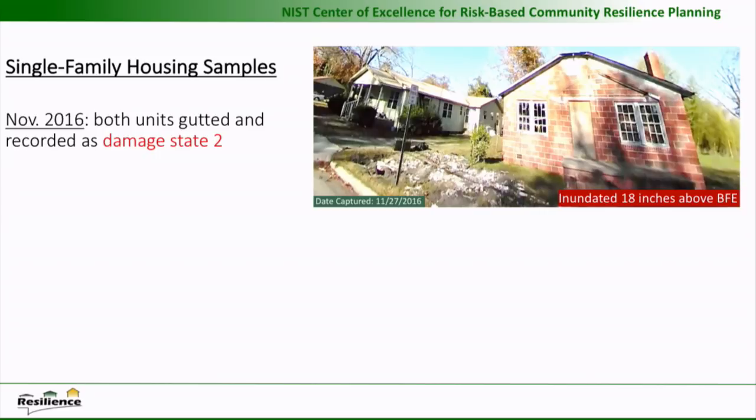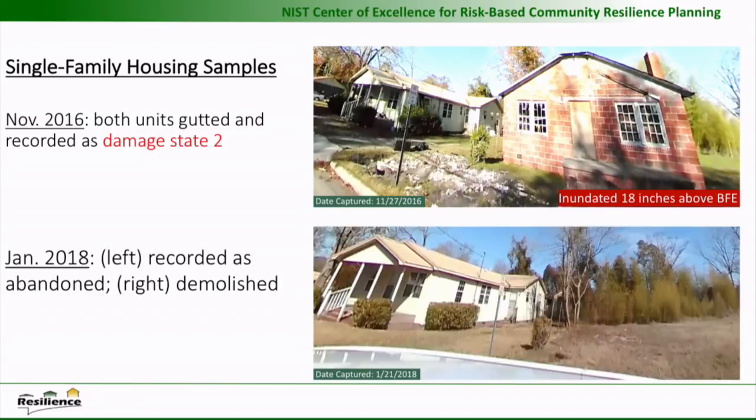Unfortunately, not all of our housing samples had happy endings. Here, both of these units you can see in the picture were our housing samples. Both units had been gutted and recorded as damaged state 2 when we first visited them. When we returned, the left was recorded as abandoned. It appeared to be abandoned, whereas the right was no longer there, and so we marked it as being demolished. This starts to show the variability in recovery trajectories when we control for damage level and housing type.